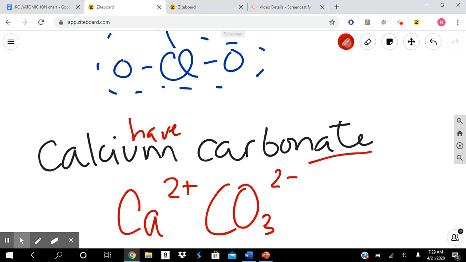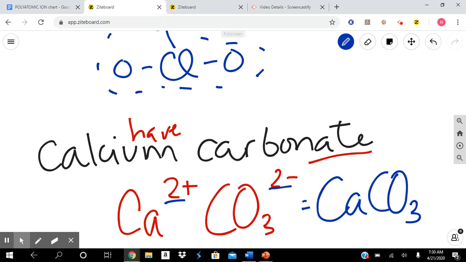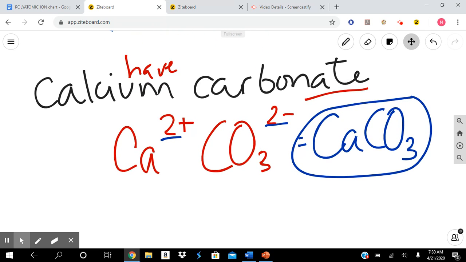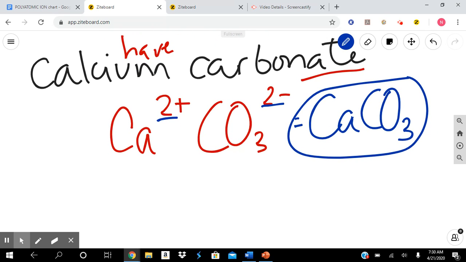So once again, the charges are the same. We have a 2 and a 2. So I just drop the charges and I write the symbols with the subscripts. So if this is starting to make a little bit more sense and you want to pause the video and try the rest on your own and then check it, that's fine.